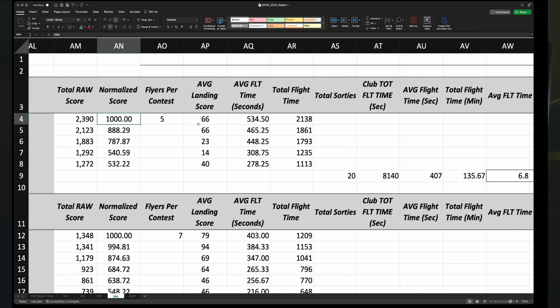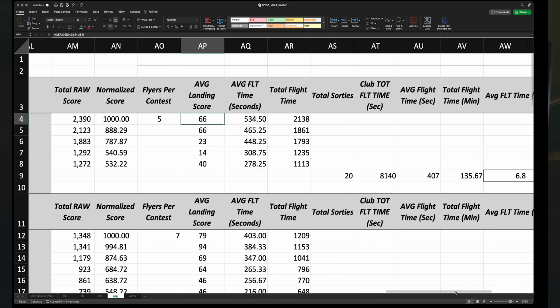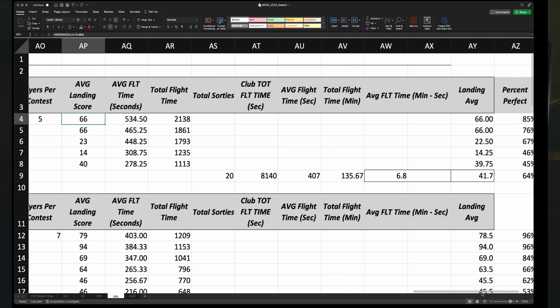We can then start assessing the data and going into a statistical analysis of it. So right here we have landing score. This guy, Bob G, had an average landing score that day of 66. Is that right? That seems a little low for him.